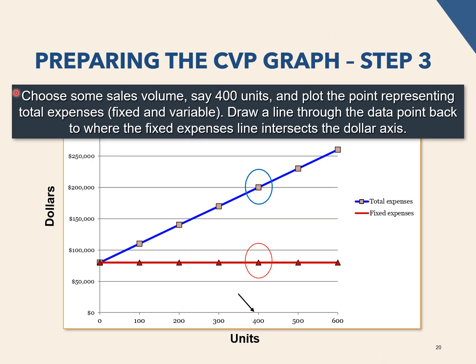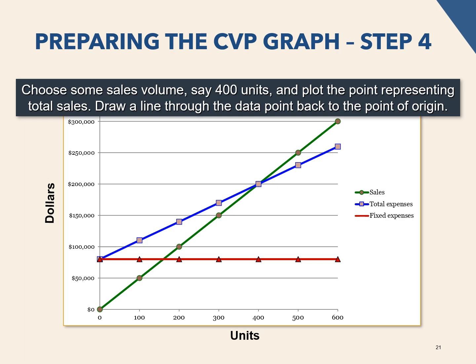Step 3 is to choose some sales volume, say 400 units, here, and plot the point representing total expenses, both fixed and variable. Here, this is fixed and this is total expenses. Draw a line through the data point back to where the fixed expenses line intersects the dollar axis, here. So the red line represents fixed expenses. The blue line represents the total expenses.